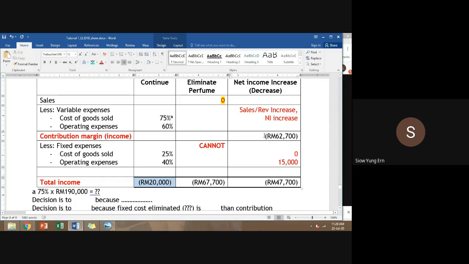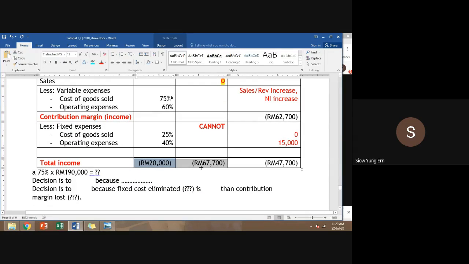So one way to calculate is from contribution margin to fixed expenses. You just add up negative 62,700 plus 15,000. Or you can compare these two. Do you see your net loss? Your total loss became even worse. It dropped even more when you eliminate. So, negative 47,700.